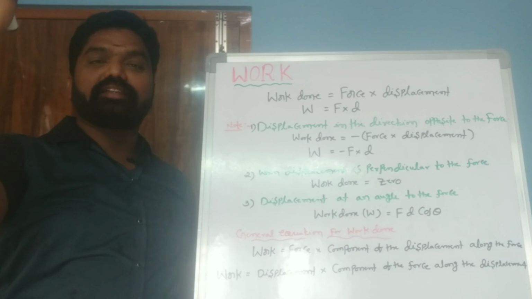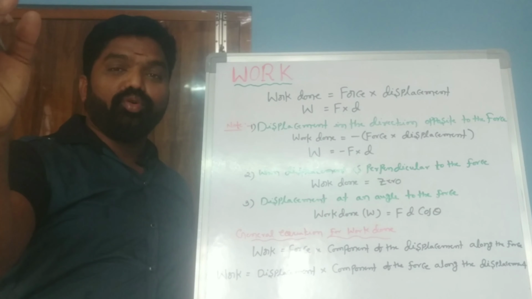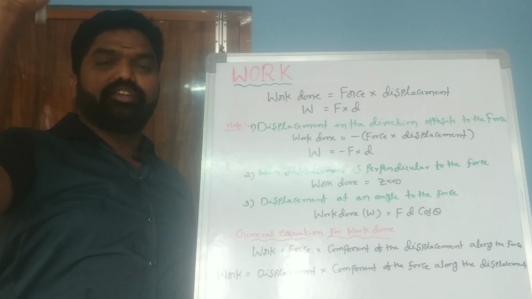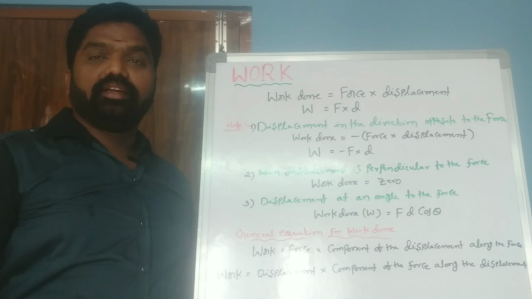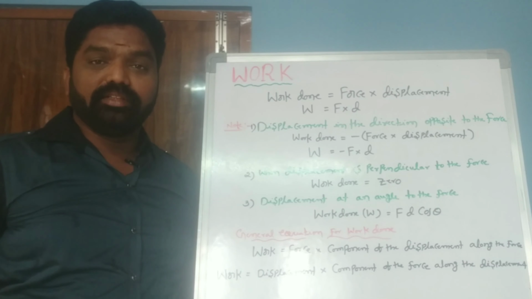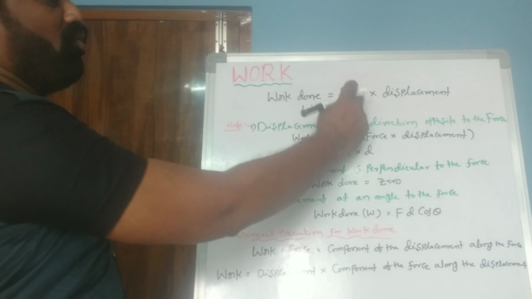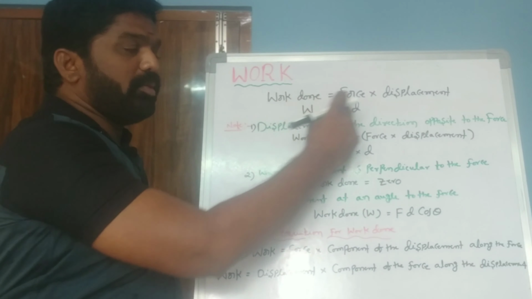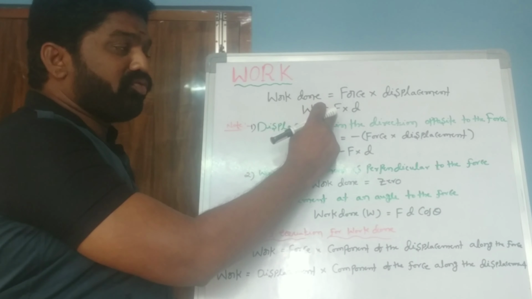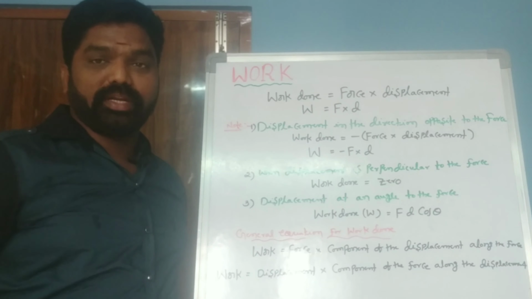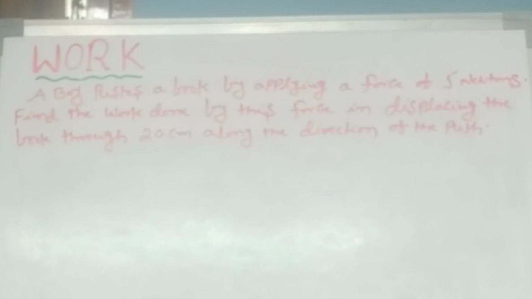When a force acts on an object, the object moves. We say that force has done work on the object, right? Now the work done is W = F × D. Here W is work, F is force, D is displacement. Now we are going to discuss some problems on work.